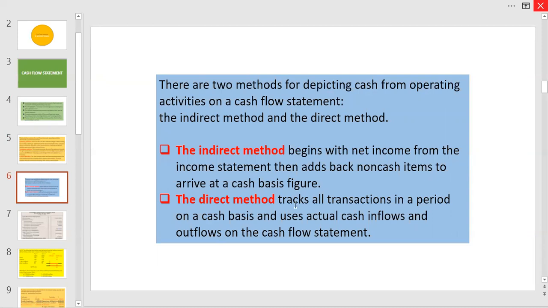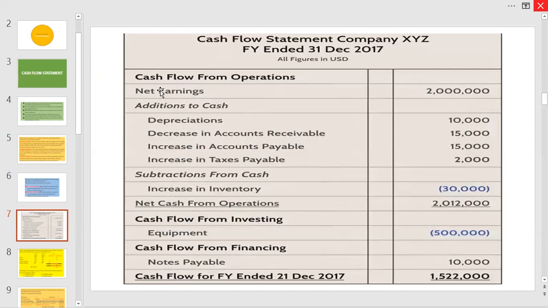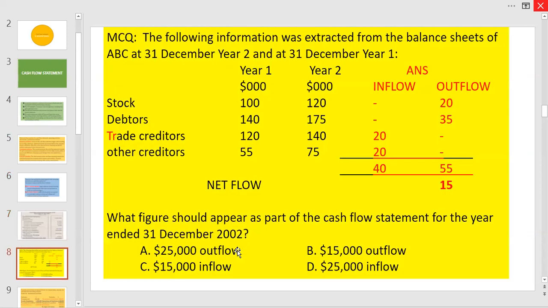In the direct method, cash amounts received and paid by the corporation are listed directly. A few examples are cash from customers, cash paid to creditors, cash paid to employees, etc. A typical cash flow statement is shown here. As you know, cash flow from operations, cash flow from investments, and cash flow from finance are the three sections shown here. Dear students, now let's look at some questions.